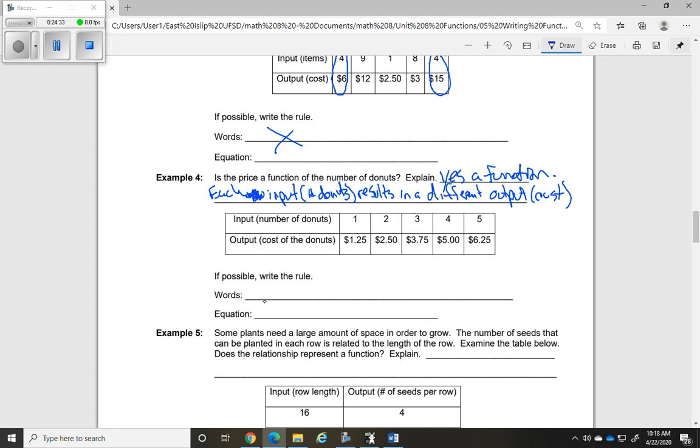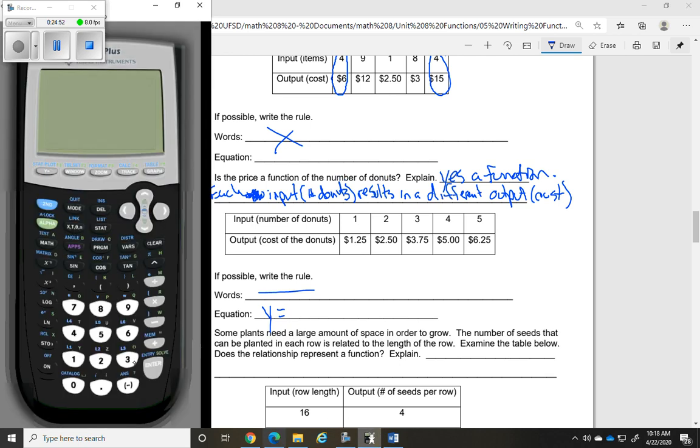So write a rule if possible. Skipping the words. Rate of change would really be how much it costs per donut. It looks like if 1 donut is $1.25, I guess it costs $1.25 per donut. So if that's true, it means if I multiply the 2 by $1.25, I should get that cost.